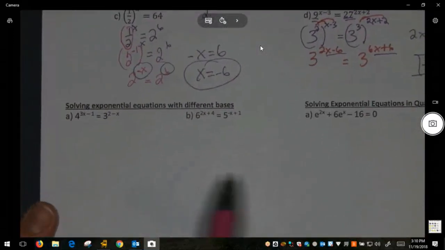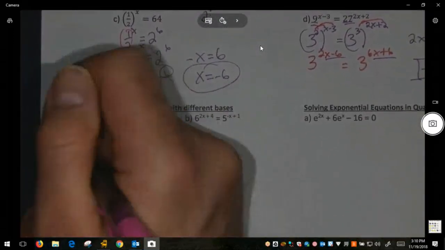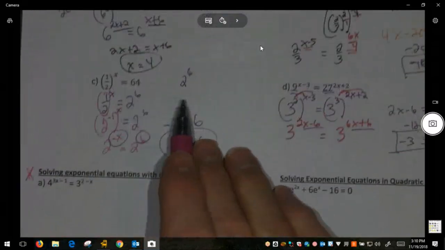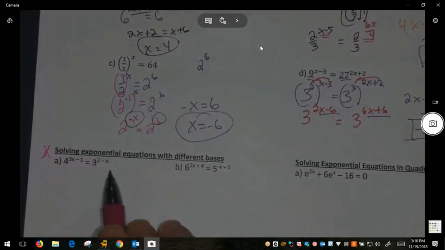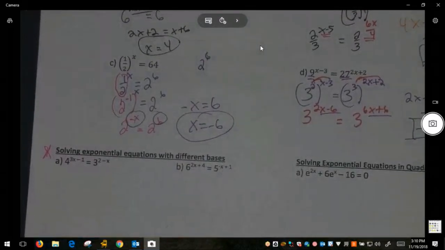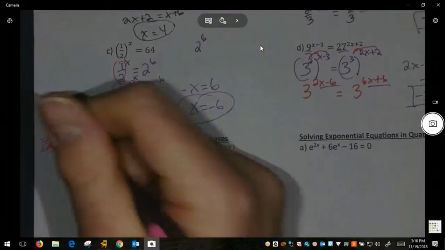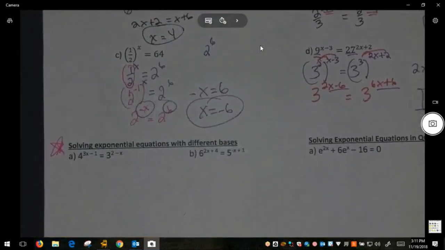This next part is where they have completely different bases. They don't have similar bases where we were able to force them to have the same base. But 4 and 3, 4 I could write as 2 squared. 3 is just 3 to the first. They will not ever have the same base. When that comes, we need to be very careful how we solve.